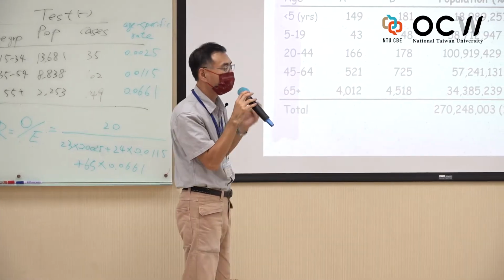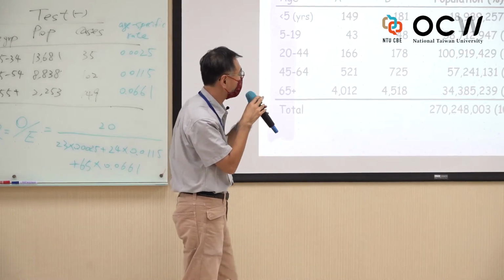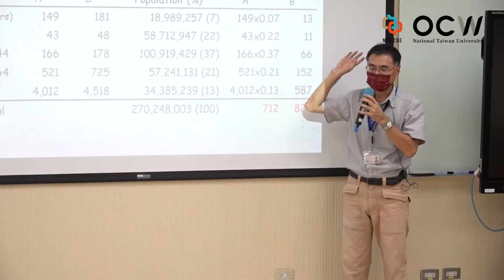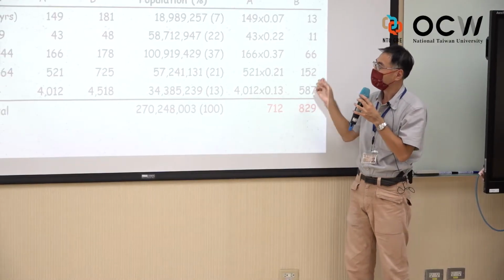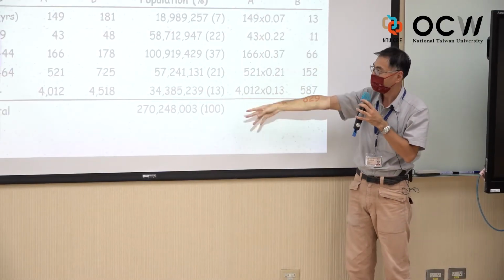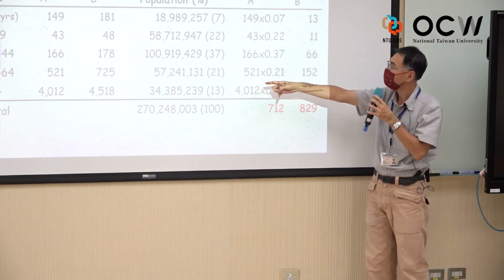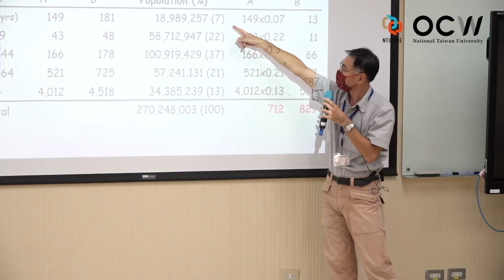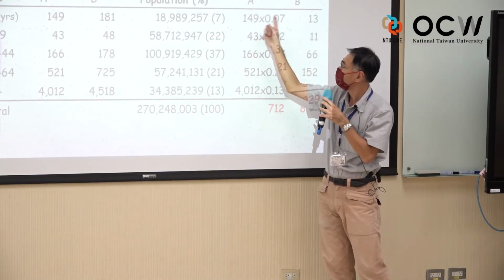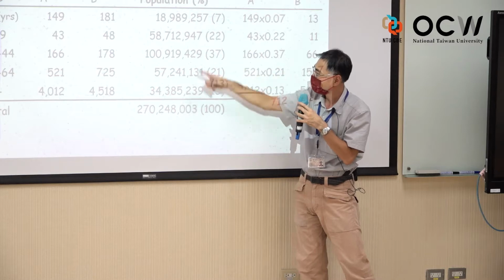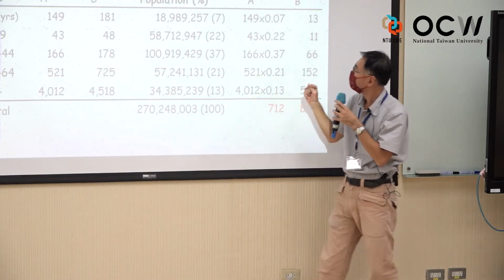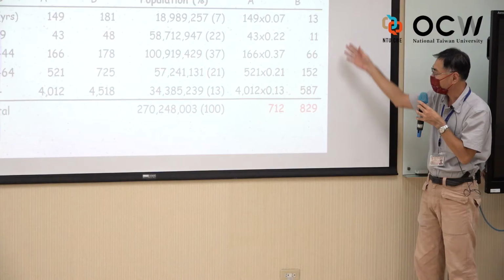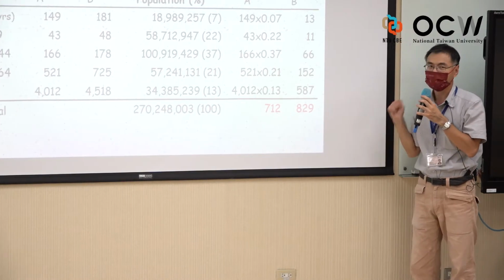Okay, because it's a direct standardization, we apply the structure from the standard population. No matter for indirect or direct standardization, we have to specify a standard population and give the information necessary for the calculation. Okay, so for country A, for this stratum, it would be 149 times 0.07, which is the percentage of the population. Or you could just multiply this and divide it by the total number here. Okay, and add up, 712. Then you could do exactly the same thing for country B, 829.